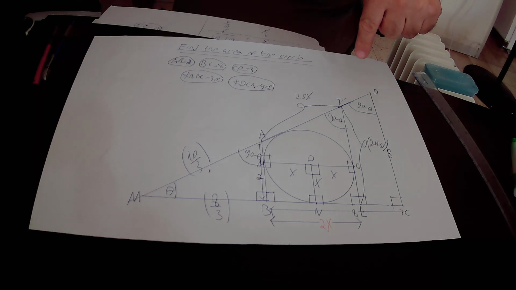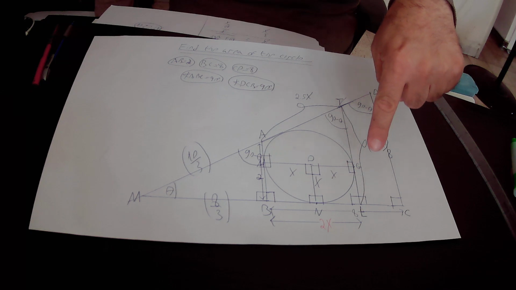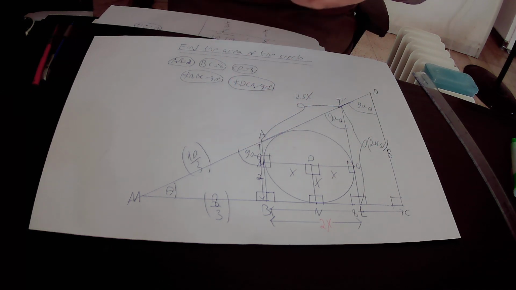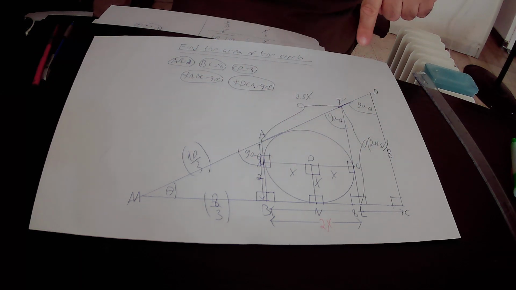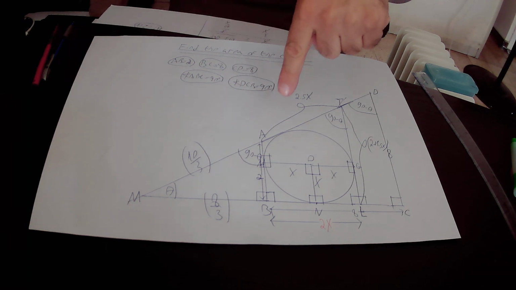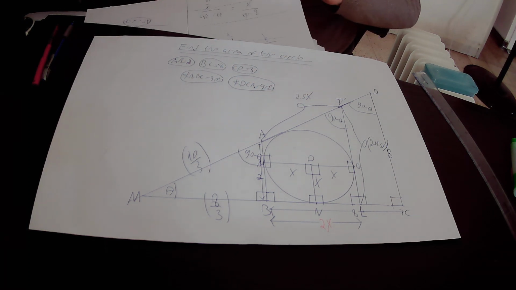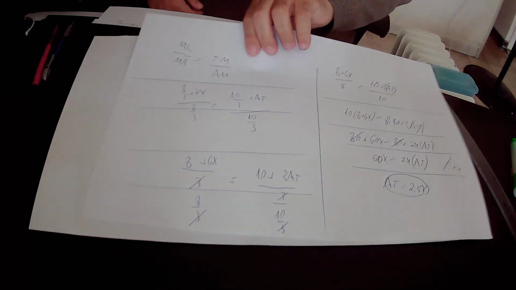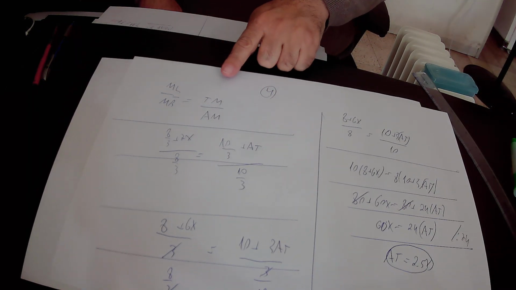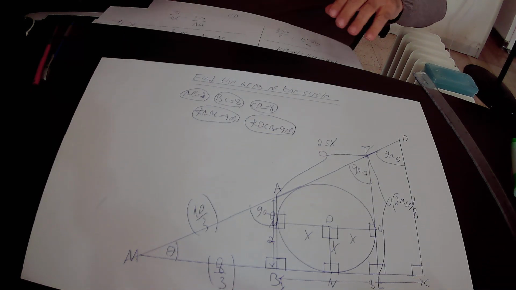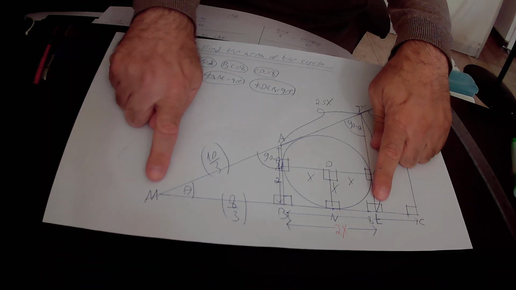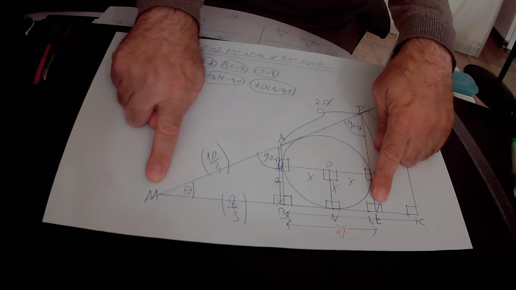Here, because triangle TML is similar to triangle ABM, we can conclude that another relationship exists between their sides. We conclude that ML in the big triangle over MB in the small triangle equals TM in the big triangle over AM in the small triangle. I'll repeat again: ML over MB equals TM over MA.